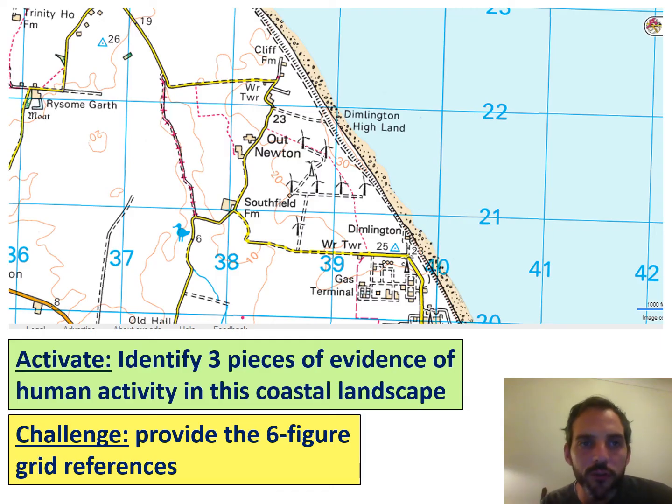So what I'd like us to do now is a bit of map practice. So I'd like you to identify 3 pieces of evidence on the map of human activity. So look carefully at the map and see if you can see 3 different pieces of evidence that humans have been using this landscape.